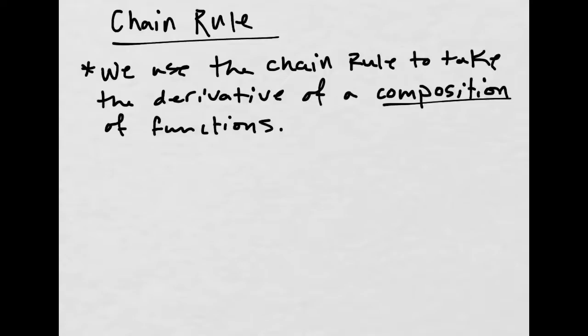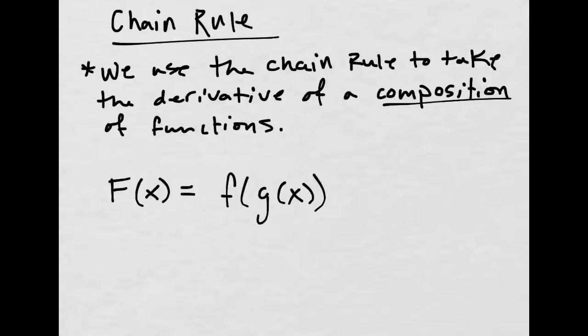So, a composition. I'm going to do it all symbolically first. If I said capital F of x is going to be defined as, let's say, f of x. No, sorry, f of g of x. And then I want to find F prime of x. What is that? The chain rule.